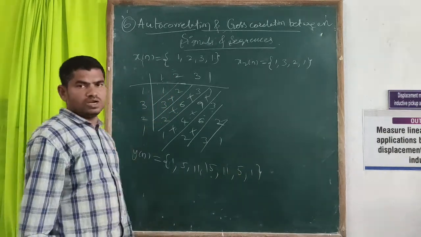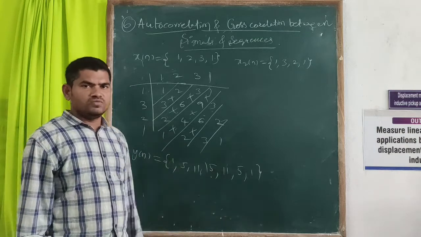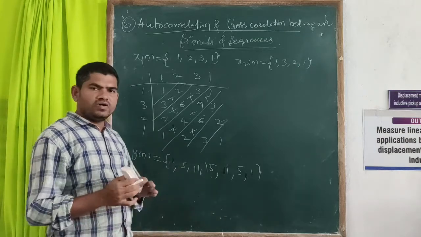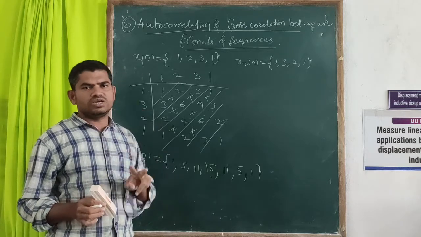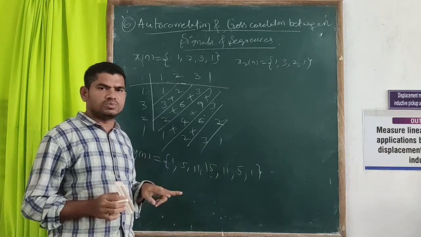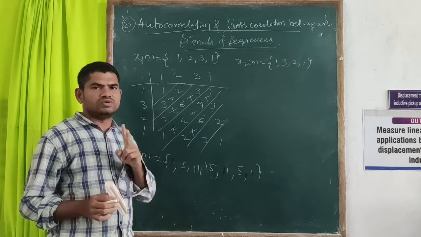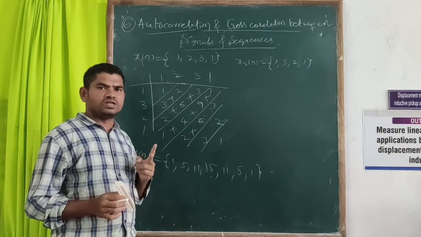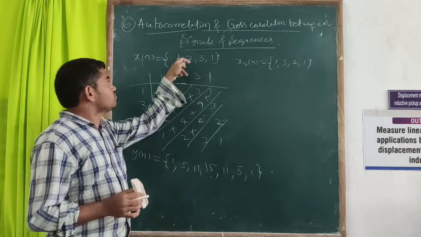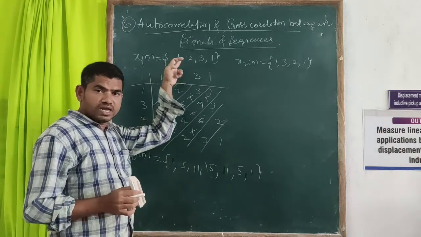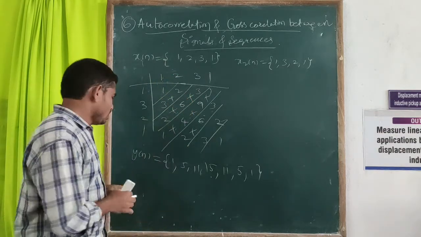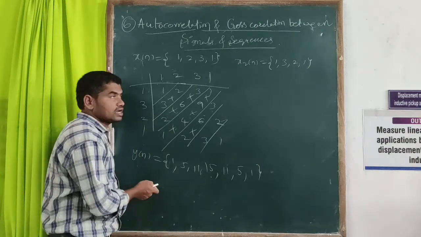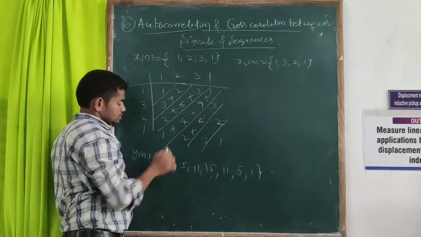To perform the autocorrelation we require only one sequence. To perform the convolution operation we require both sequences, x of n and h of n. The next sequence we consider from this x of n only, written as the reverse of x of n. This is the output of our convolution, that means the autocorrelation output.